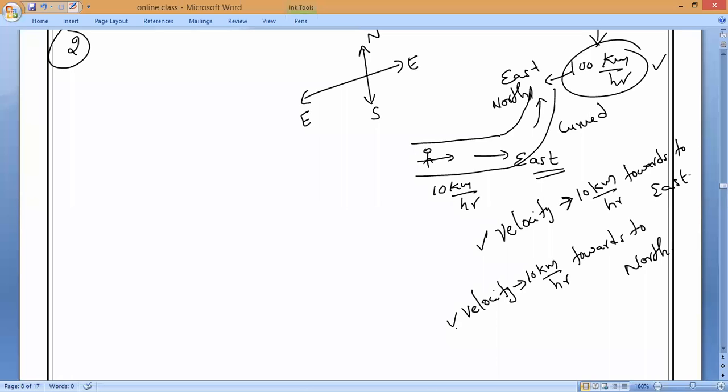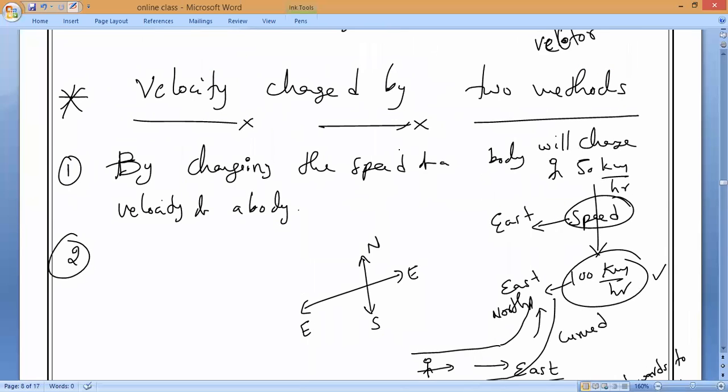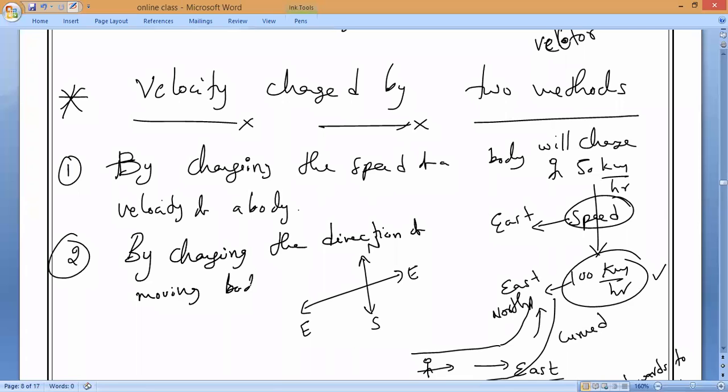No, sir. So we can say the second method, by the time you can understand how we can change the velocity. How can we change the velocity? By changing the direction of a moving body. Do you understand it? So by changing the direction, we can change what, guys? The velocity. By changing the direction of a moving body, we can change the velocity. That is what you have to remember.